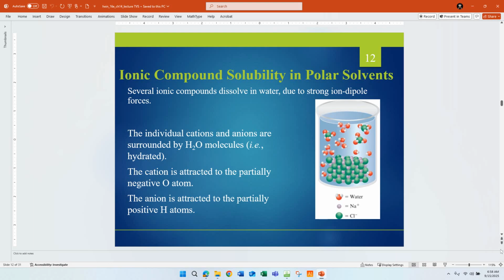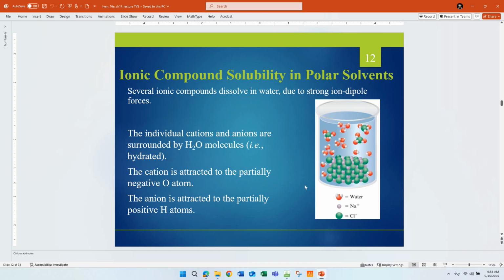So when we have an ionic compound, ionic compounds can dissolve in water because ionic compounds transfer electrons. So they are able to be dissolved by water because of that strong dipole moment that water has between its oxygen and its hydrogen. So what happens is that the individual positive and negative ions, cations are positive, anions are negative, are surrounded and kind of picked apart by the water.